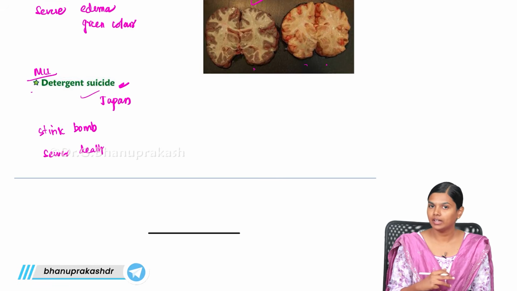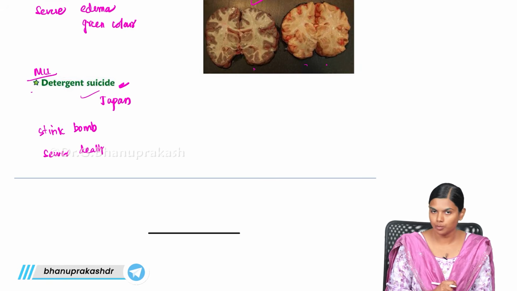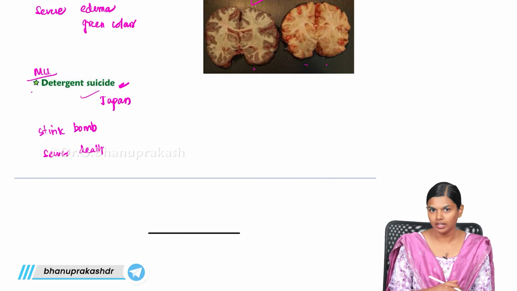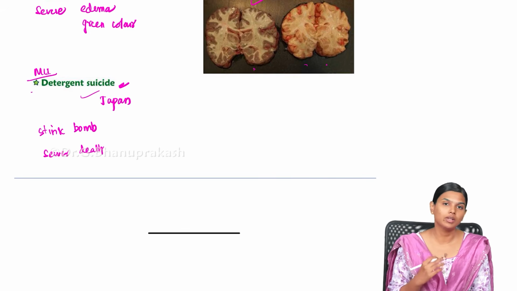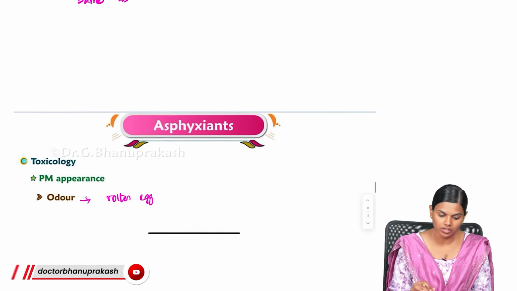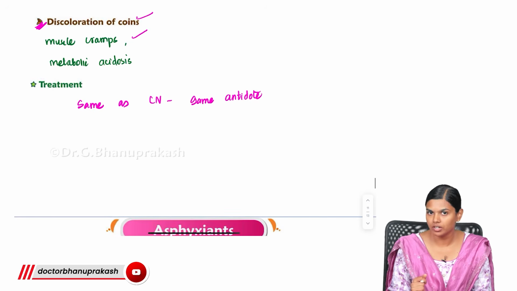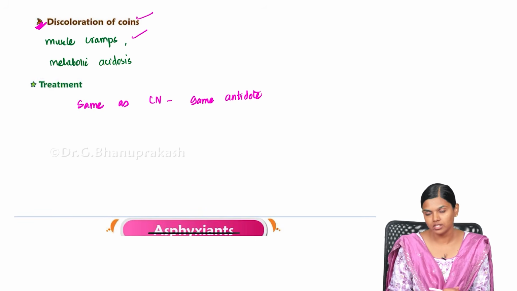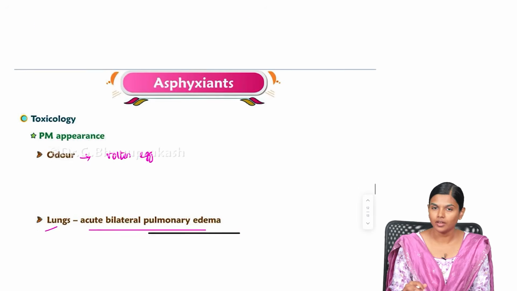So you will have greenish discoloration, green color hypostasis, very fluid blood, all the organs will become green, and the brain will be severely edematous, and the lung will also be having pulmonary edema. So these are the post-mortem changes of hydrogen sulfide. Its mechanism of action is similar to cyanide. So the same antidote for cyanide can be used for hydrogen sulfide also. So these are the important asphyxiant gases we have to know, and thank you for watching.